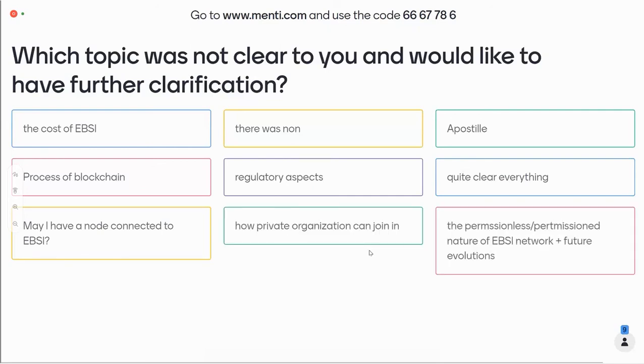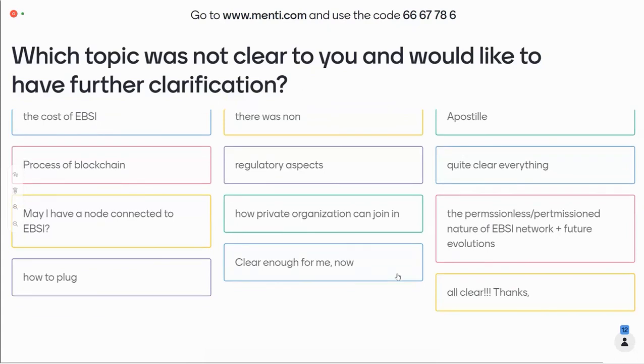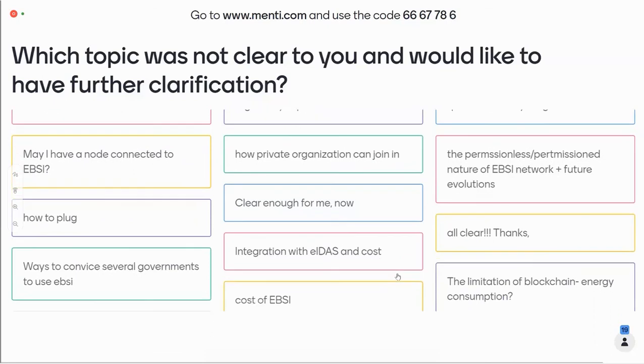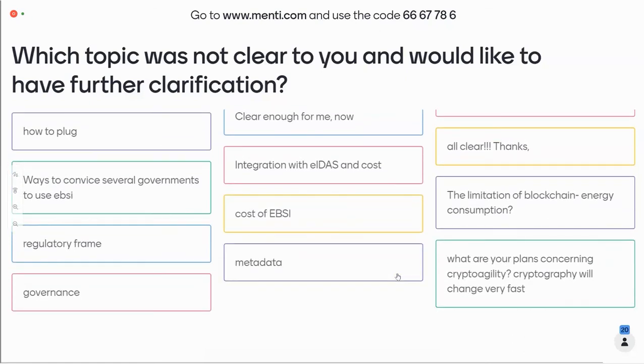All right. Interesting. How can a private organization join the cost of EBSI, how to plug in? Okay. You can always contact us at our service desk, which you will find on CEF Digital, and ask any questions for clarification, and we will provide you the answer.